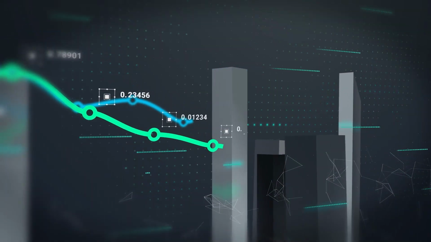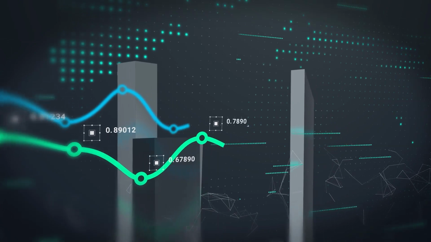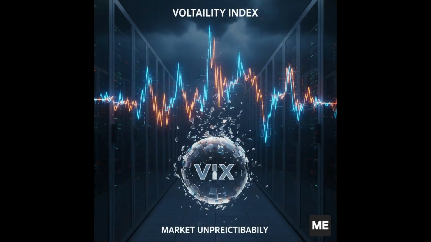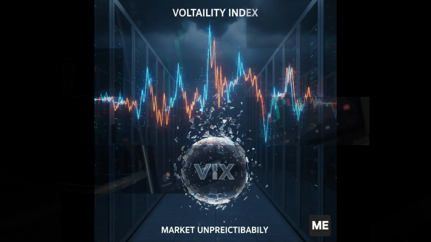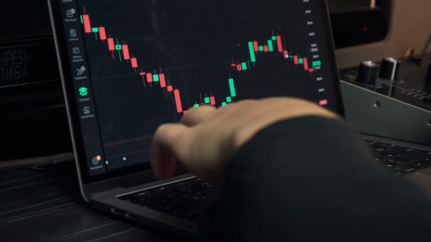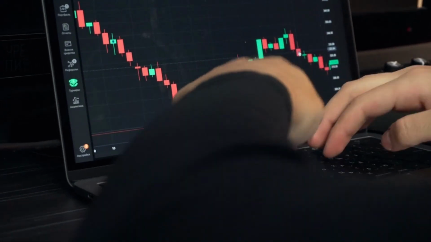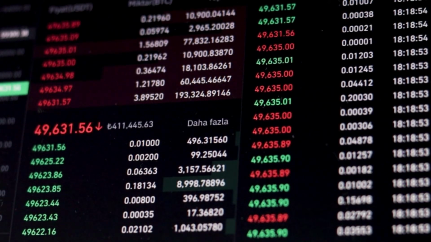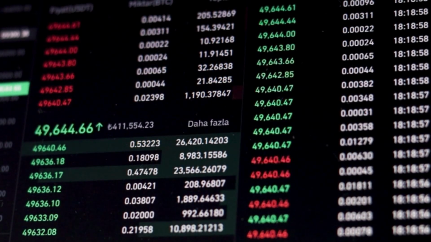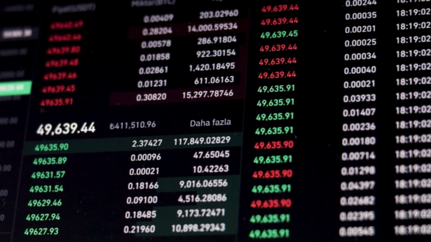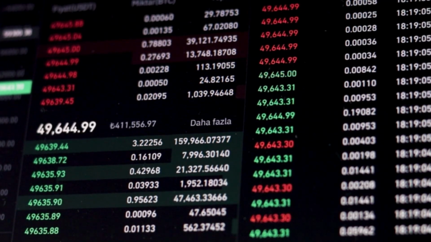To better understand and measure these emotional forces, analysts use tools such as the Fear and Greed Index and the VIX, also known as the Volatility Index. The Fear and Greed Index aggregates various market indicators to gauge the prevailing mood, while the VIX tracks expected volatility in the S&P 500, often rising during periods of uncertainty. By quantifying sentiment, these tools help investors make more informed decisions and anticipate potential market shifts.